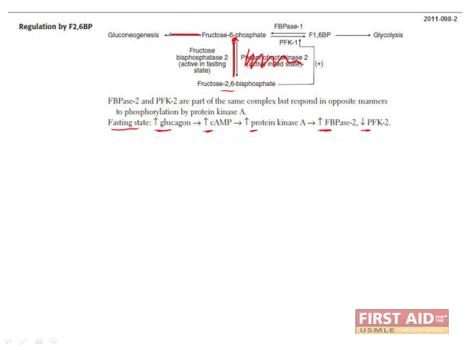This means you're going to be converting fructose 2,6-bisphosphate into fructose 6-phosphate and not the other way around, which in turn allows gluconeogenesis to proceed to replenish blood glucose levels, which of course makes sense if you're in the fasting state.